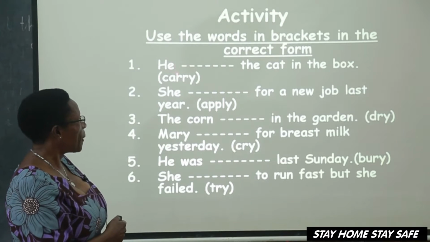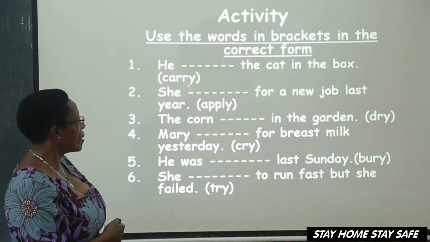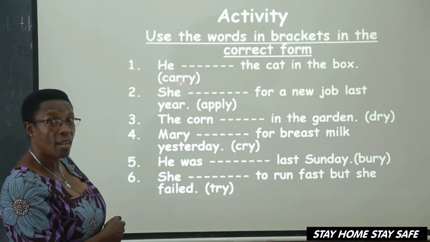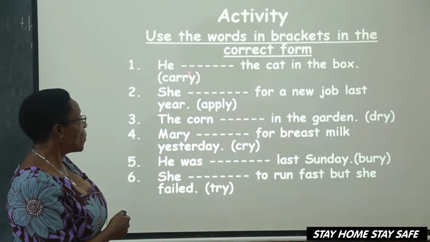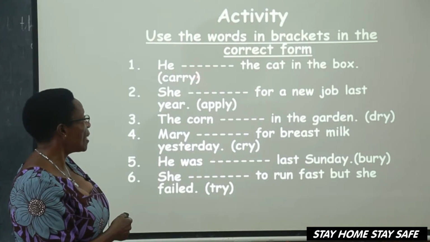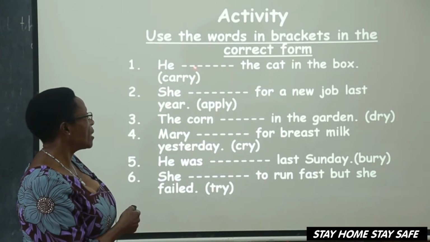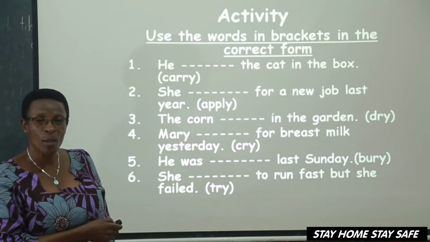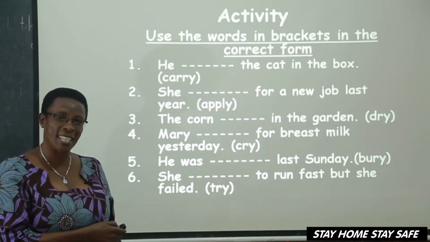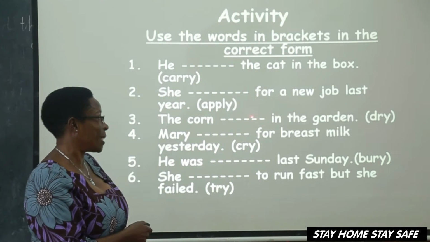Number 1. He dashed the cat in the box. Look at this word. What do we do? The word is carry. We'll drop this Y, we'll replace it with I, and add ed. And what does it say? Carried. And it is, he carried the cat in the box. When was that? It might be yesterday, last week, last year, or last Monday.